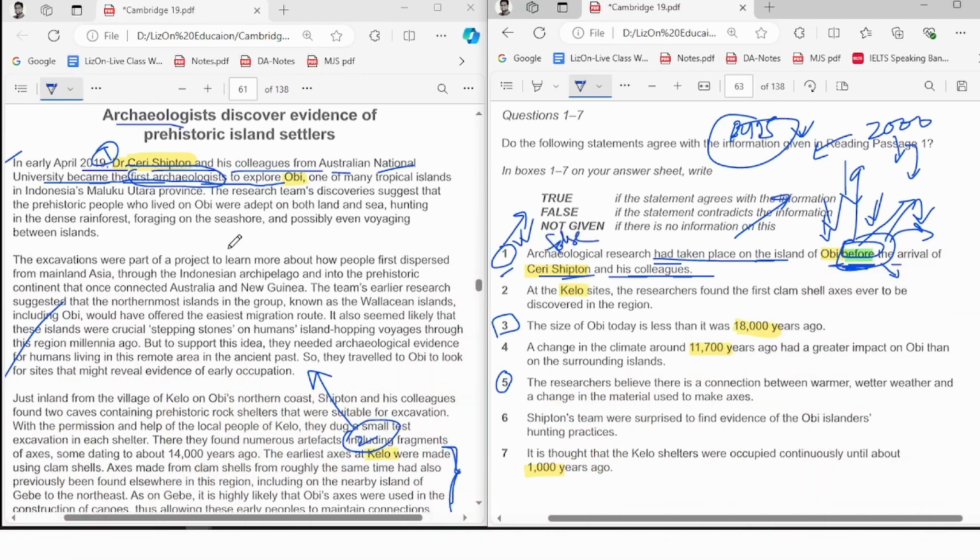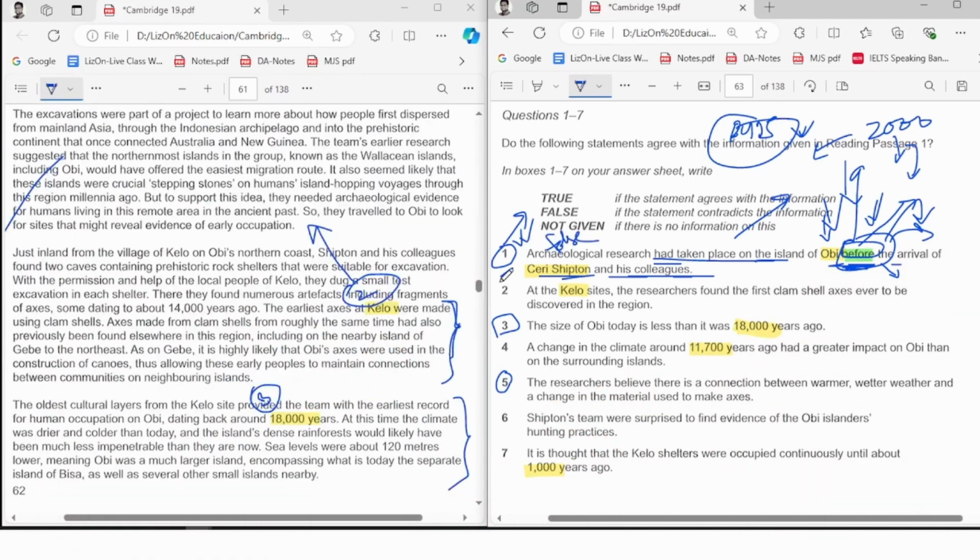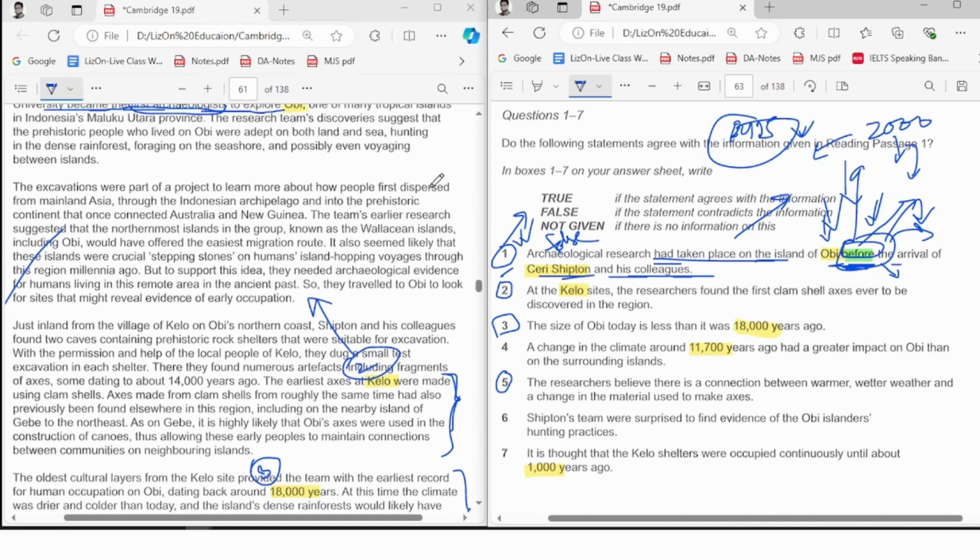See, as I told you, you don't need to read everything. For answering number 2, you don't really need to read this passage because there is no information out there. Maybe you'll try to read from this position. Read the questions. At the CLA sites, the researchers found the first clamshell axis ever to be discovered. See, ever to be discovered. First clamshell means the first ever. There was no clamshell before that. The first clamshell axis ever to be discovered in the region.